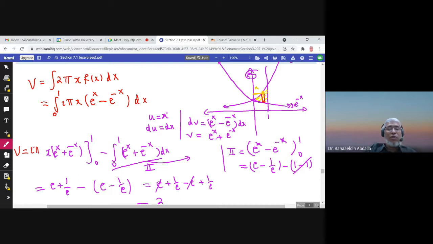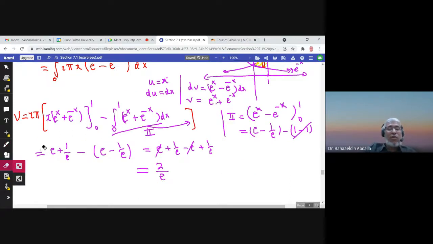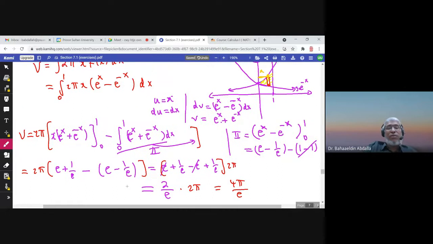So the volume is 2 pi times everything, okay? So it is here also, 2 pi times everything. So again, it is here times 2 pi and times 2 pi. So the answer is 4 pi over e. This should be the answer.